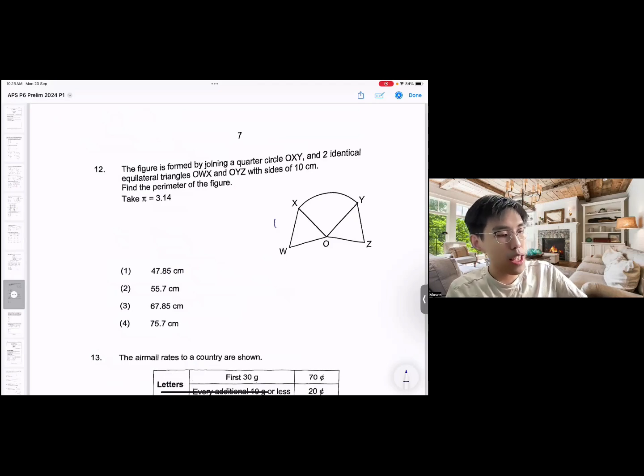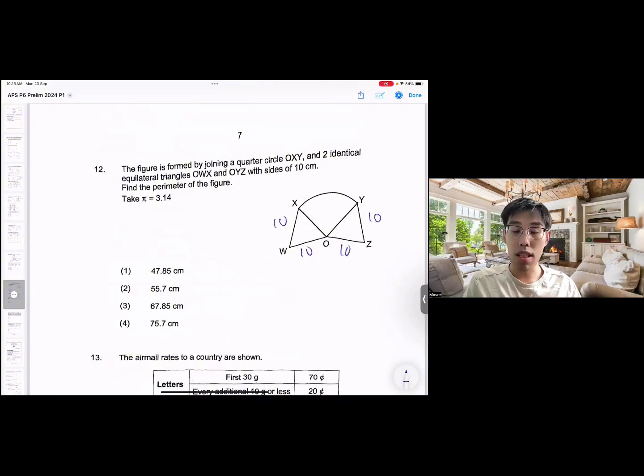OYZ with 10, sides 10. So let's put in the 10 first. The 10 is here. Find the perimeter. So this is a quarter circle. Okay, the printing is a bit off. So this is still a quarter circle.